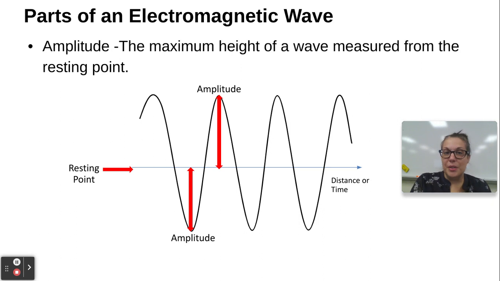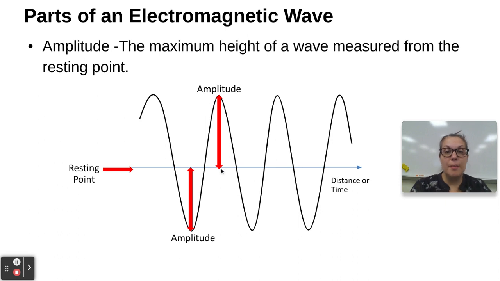Next is amplitude. So amplitude is the maximum height of a wave measured from the resting point. Make sure you label resting point on your wave as well. So resting point is the position that a wave would have if no energy is being transferred. So no energy is being traveled over a distance. There is no wave.